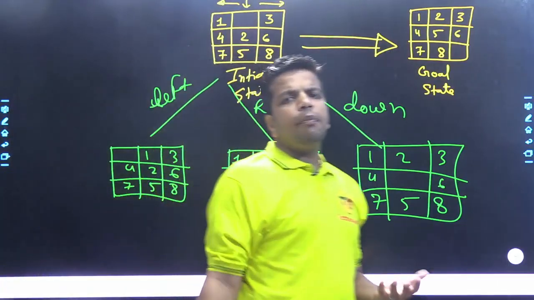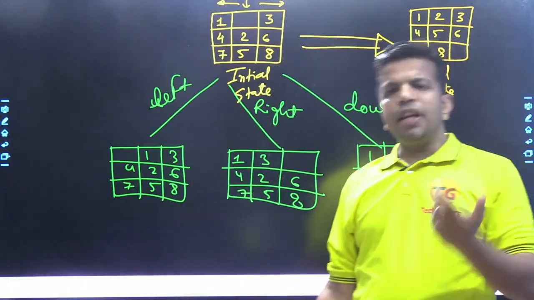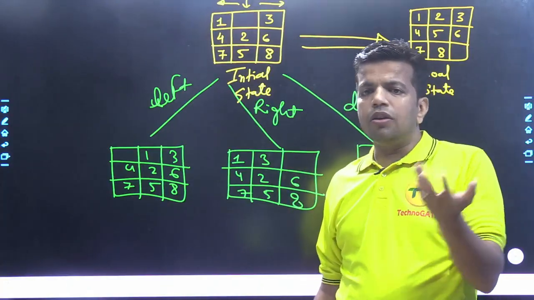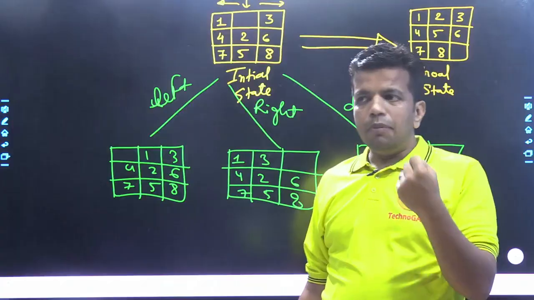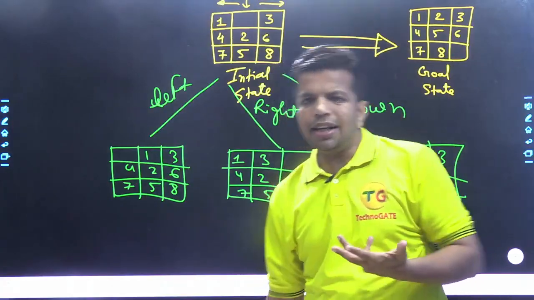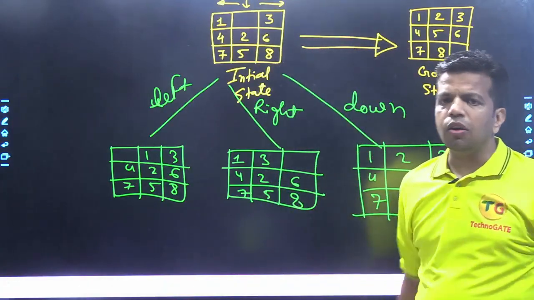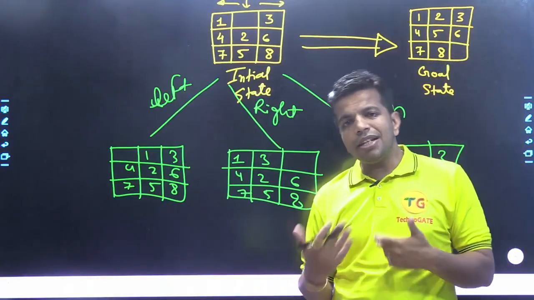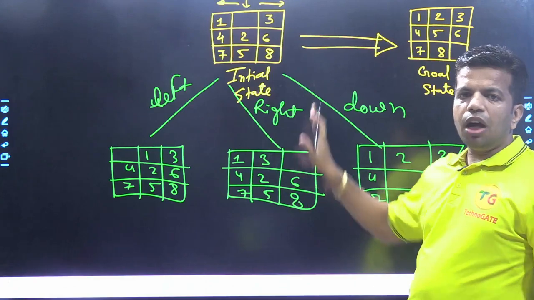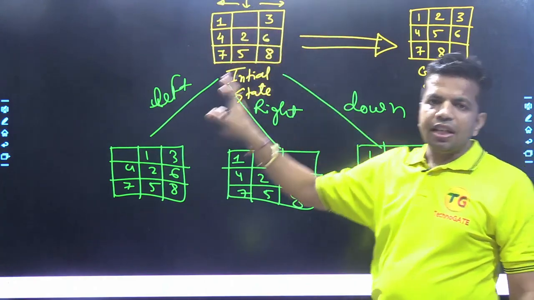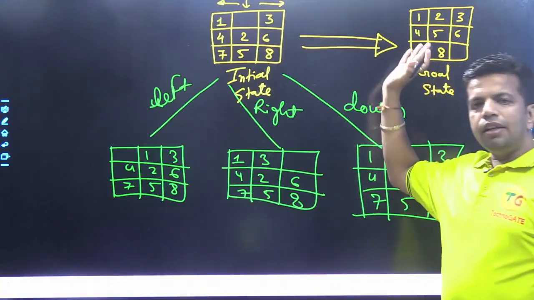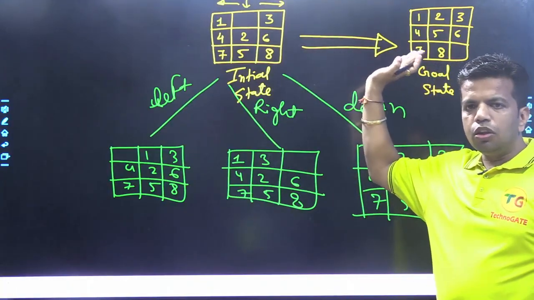We can use different types of techniques. We can apply BFS, DFS, the A star algorithm, or the branch and bound technique. There are so many techniques that we can apply. We will discuss later what the different techniques are and which technique is best. But as of now, this is one state, this is another state, and we need to continue like that until we get to the goal state.